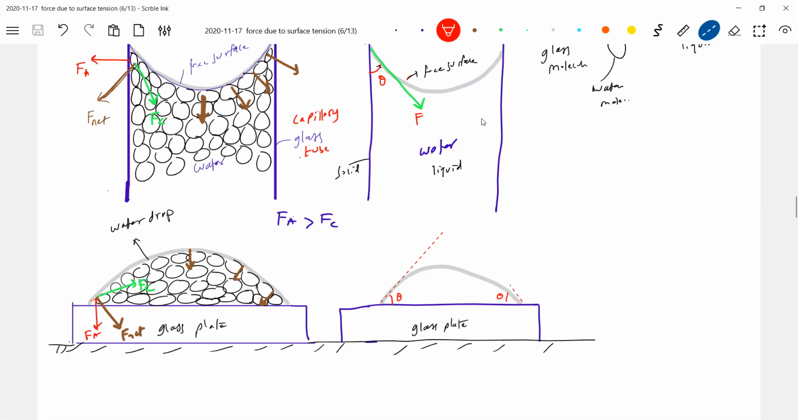The force due to surface tension should act tangentially. So this is the direction of F, which I will show like this. Now tell me, what is this F? It is the force exerted by the water drop on the glass plate. The force by the glass on the water drop should be opposite to this. Already I have written it, no? Water drop, yeah.